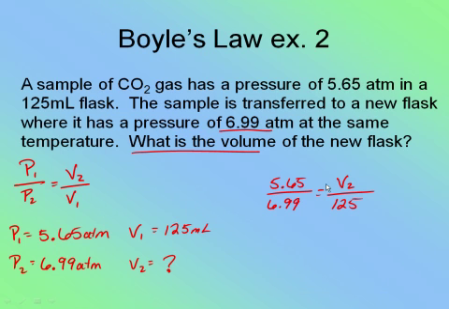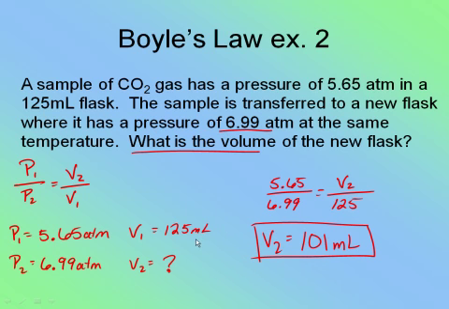And of course, I look at my significant figures, and I see I have 3 sig figs, 3 sig figs, and 3 sig figs. So my answer will be 101 milliliters. Again, to figure out what units you have, just look at the other thing that is connected. So I'm solving for volume. So I look at the first volume, and I can see what my units are going to be.